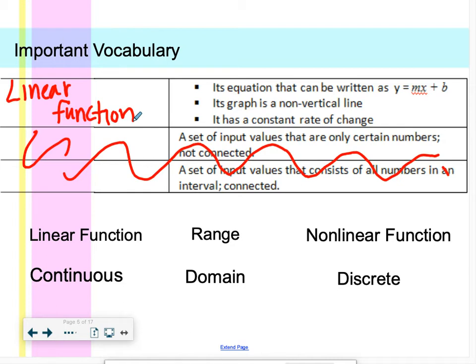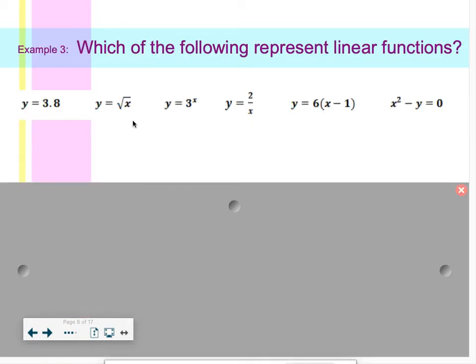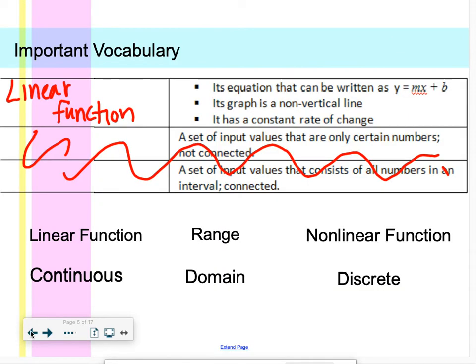So the hardest part of today is this next part. You're just given a bunch of equations, right? And we have to figure out which one's a linear function. It's kind of hard. So like they said, this is our form. y equals mx plus b. So we have to see which ones match that. Wait, can you go back to the vocabulary? Sure.